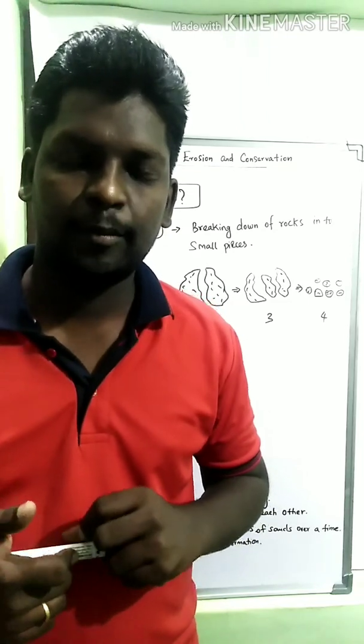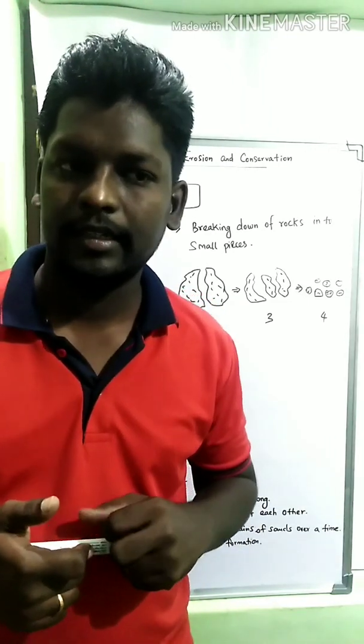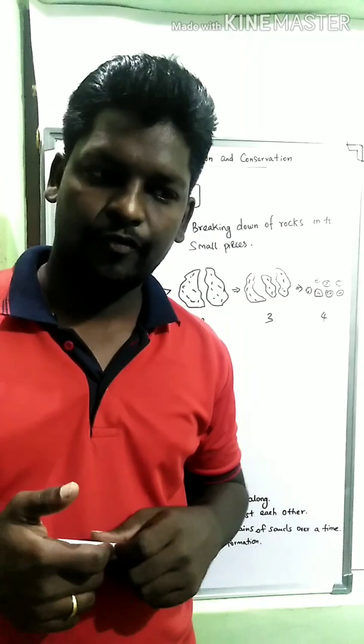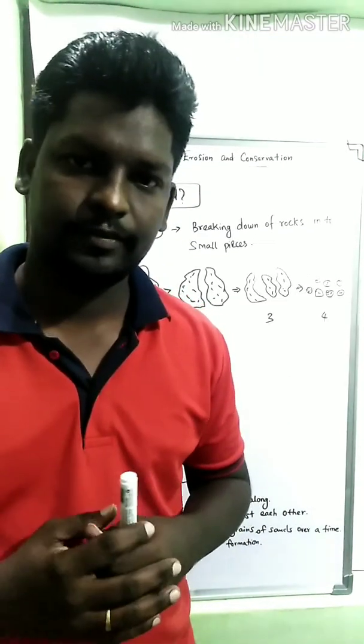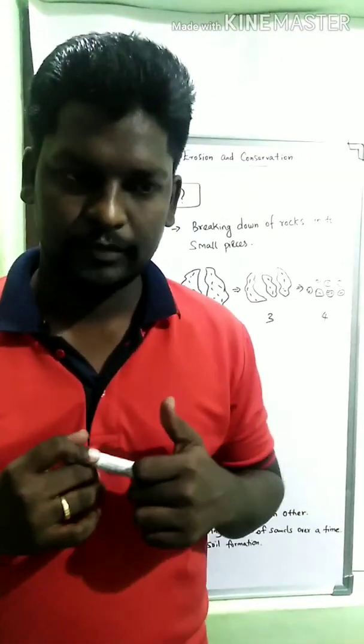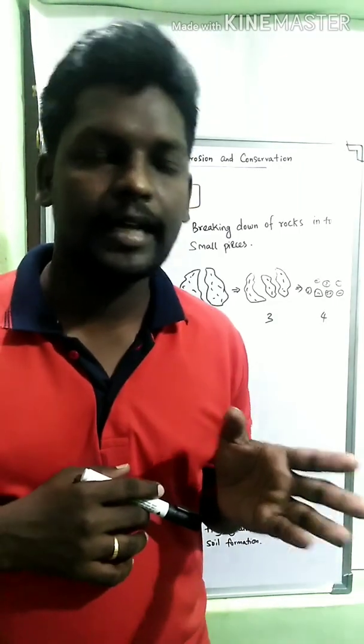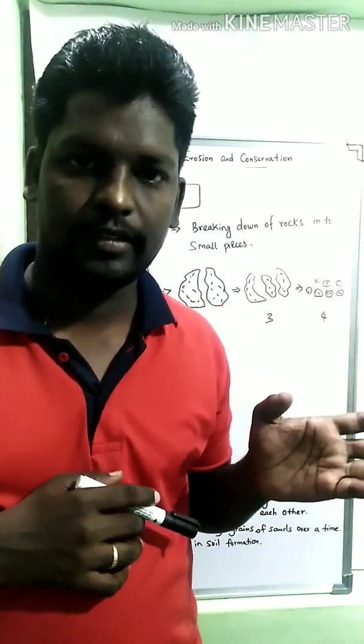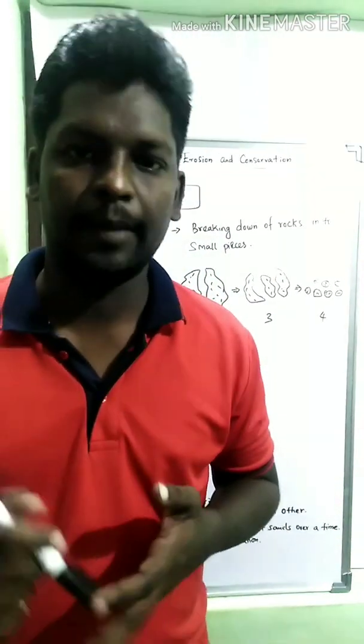Is that process happening by nature, or are we human beings doing that? Definitely we are not doing that. The weathering process is done by nature only. There are three different kinds of weathering: physical, biological and chemical.